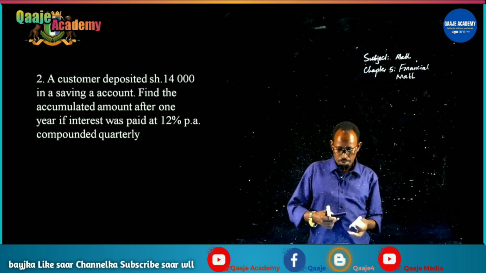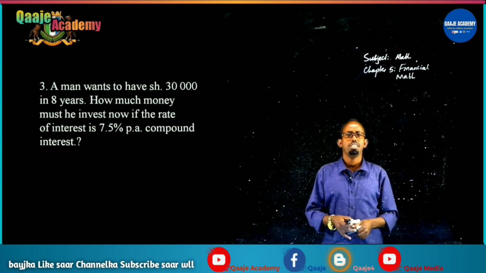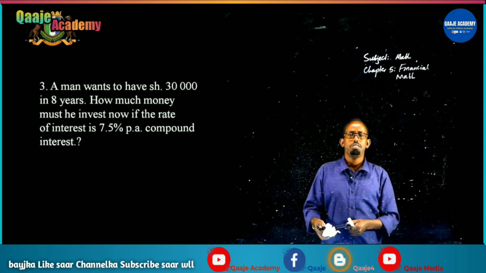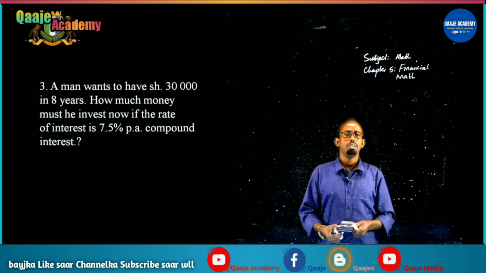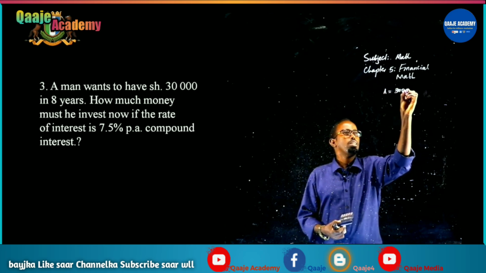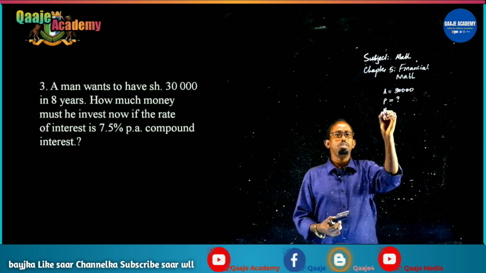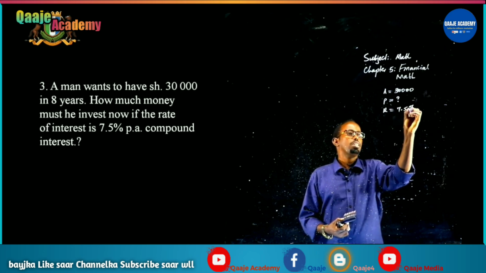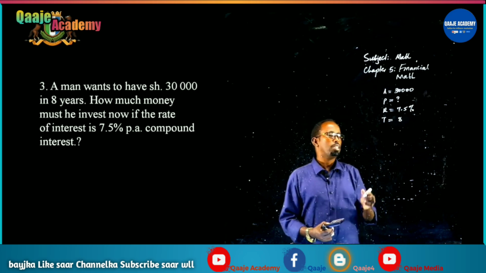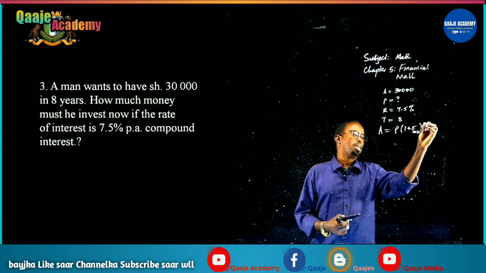Example number 3. A man wants to have shilling 30,000 in 8 years. How much money must he invest now if the rate is 7.5% per annum? So we know A, the amount is 30,000. The principal amount, we don't know. We know the rate is 7.5%. The time N is 8 years. Then we are told to calculate P. So you just say A is equal to P into bracket 1 plus R over 100 into bracket N.